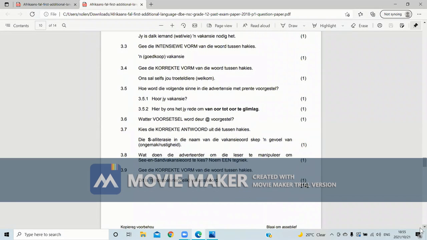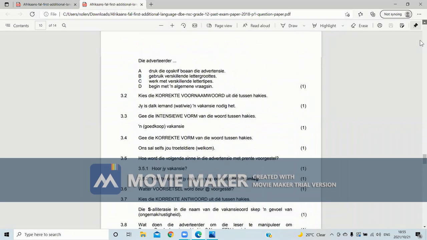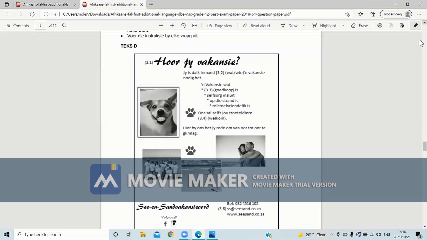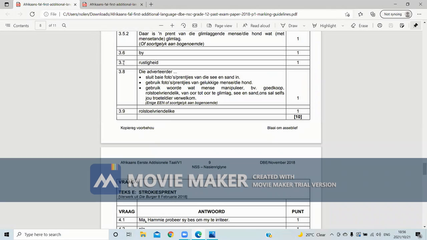Okay, next one. Watter voorsetsel word deur at voorgestel? So which preposition is suggested with at? So it would be by. But let's go look. Oh, there. By. So at is by, right? Okay, so it's just knowing what at is in Afrikaans, essentially. There's no shortcut to learning prepositions. There's a list in that study guide.